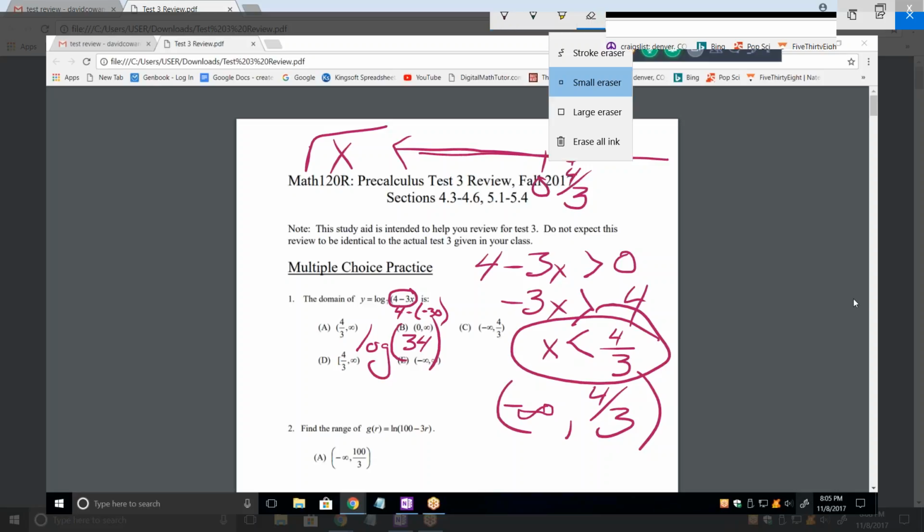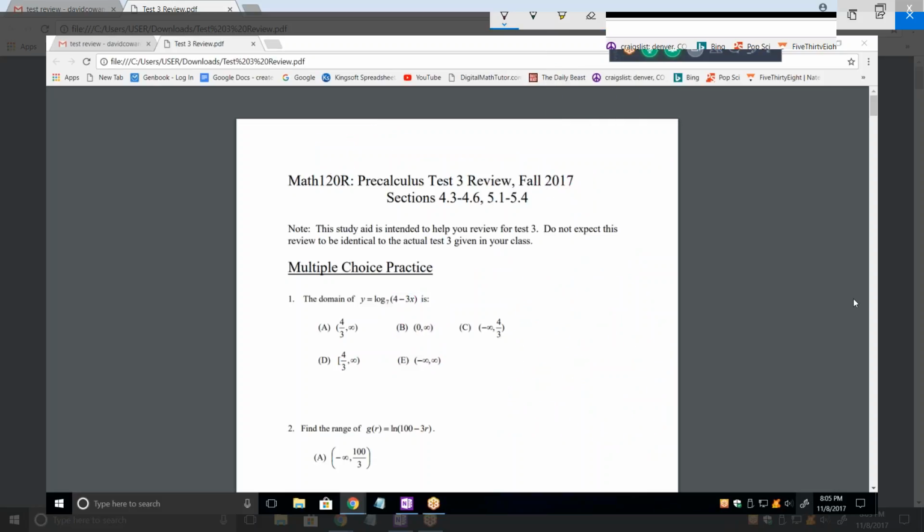And the answer is right there, and it's parentheses as opposed to brackets. Notice this answer over here. What's the difference between a bracket and a parenthesis? The bracket indicates that it could be equal to 4/3. But in this case, not only do they have it backwards, but they have a bracket instead of a parenthesis.